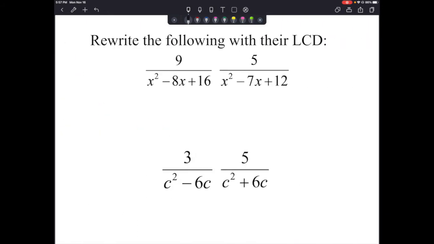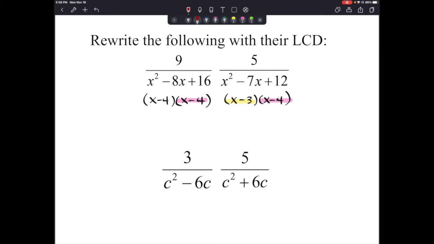All right, let's move on. It says rewrite the following with their least common denominators. So again, we need to look at all the factors of our denominators first. So x squared minus 8x plus 16 factors into x minus 4 times the quantity of x minus 4. And then our x squared minus 7x plus 12 will factor into x minus 3 times the quantity of x minus 4. So right offhand, you'll notice that both sides have an x minus 4. But then we've got this x minus 3 here that the left side doesn't have.